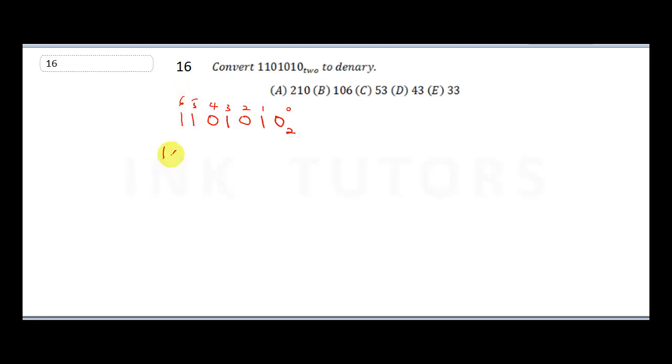It will be 1 times 2 raised to the power 6 for the first one, plus the second one will be 1 times 2 raised to the power 5, plus 0 times 2 raised to the power 4, plus 1 times 2 raised to the power 3, plus 0 times 2 raised to the power 2, plus 1 times 2 raised to the power 1, plus 0 times 2 raised to the power 0. Okay, so now 2 raised to the power 6, when you check your multiples of 2, that's 2 times 2 times 2 times 2 times 2 times 2, it's going to give you 64.